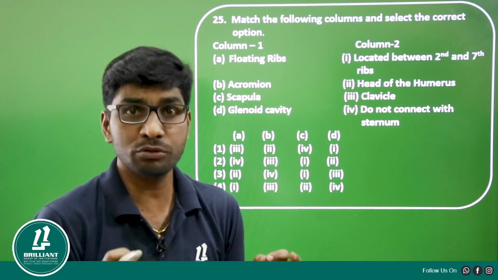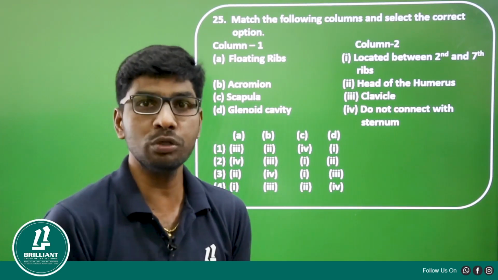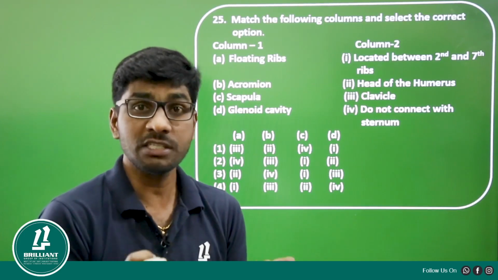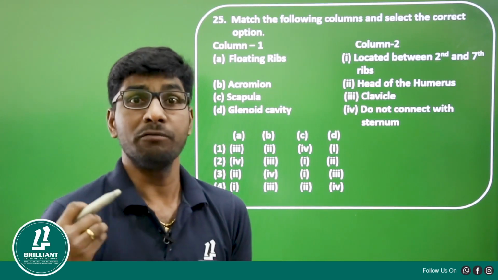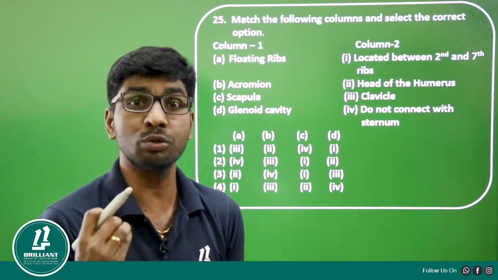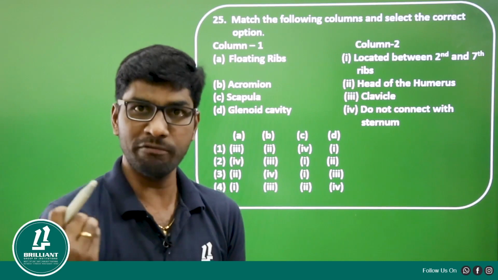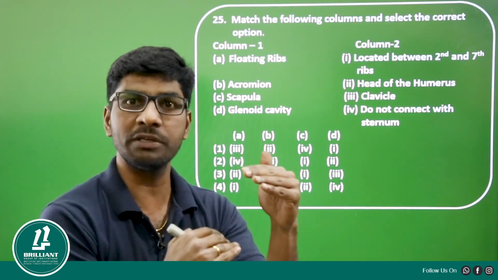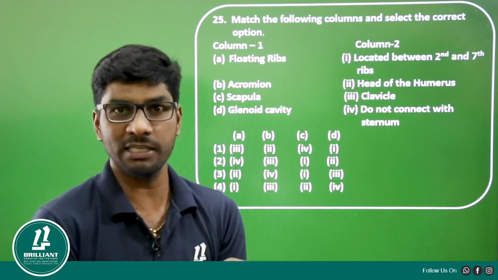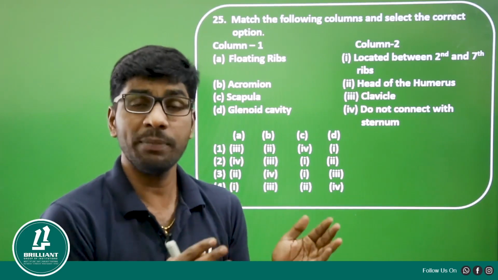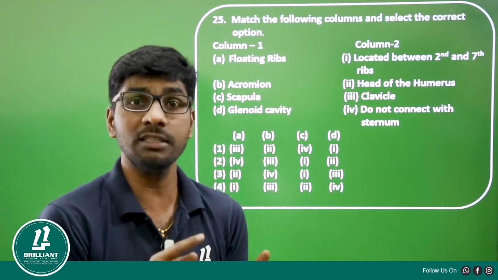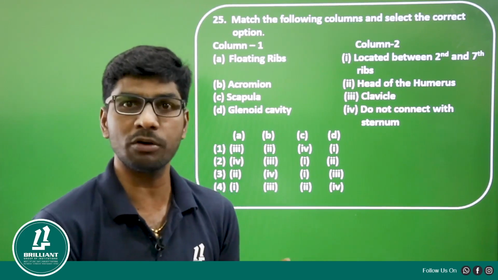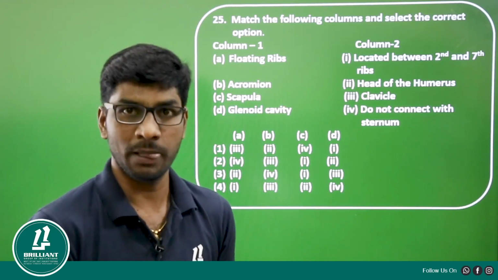The first 7 pairs of ribs are called true ribs, because dorsally they attach to the thoracic vertebra and ventrally they attach to the sternum. So pairs 1 to 7 are called vertebrosternal ribs, or true ribs. And the rest, the 8th, 9th, 10th, 11th and 12th ribs, are called false ribs.